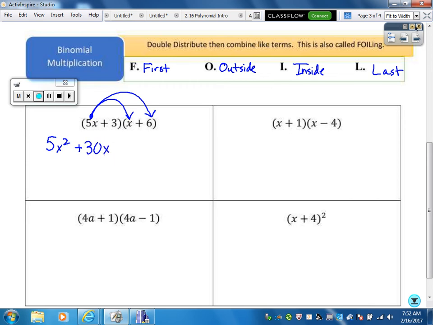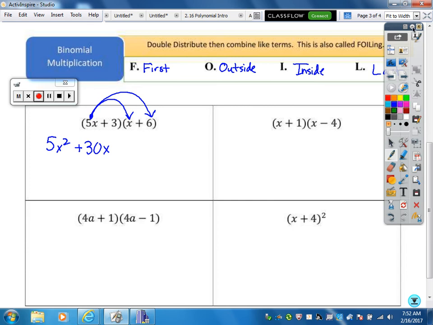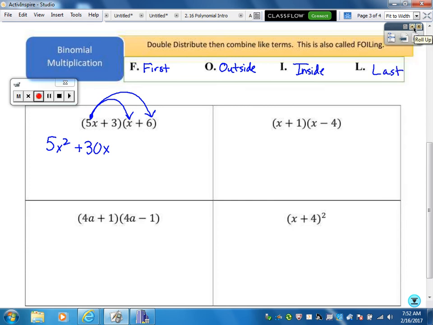Alright, now you got to switch over and you got to distribute your second term. This is why it's called the double distribute. You got to distribute twice. So we do the first one on top, we always do the second one on the bottom. So we say positive 3 times x is positive 3x. Positive 3 times 6 is positive 18.